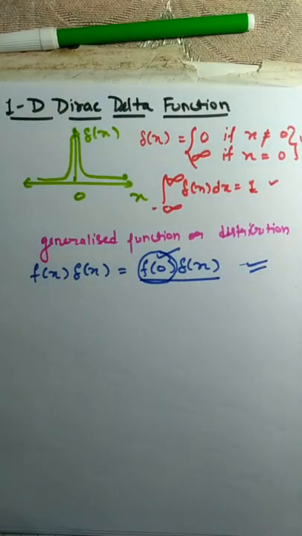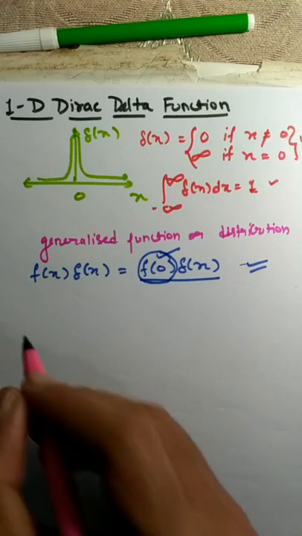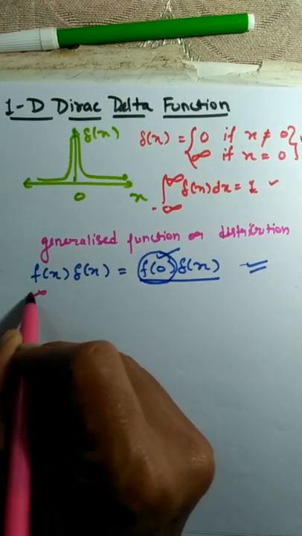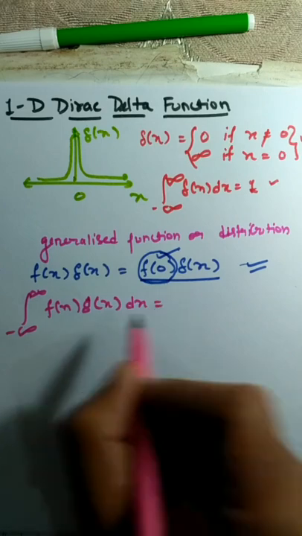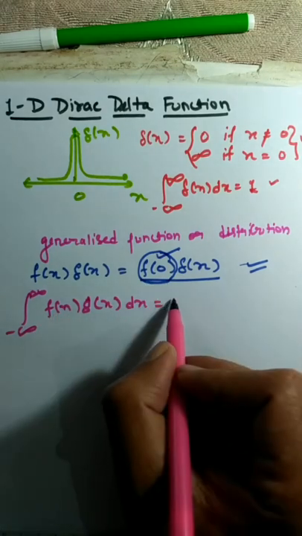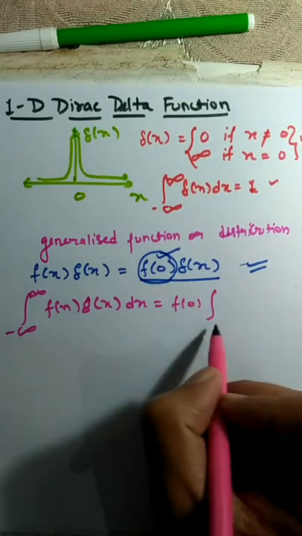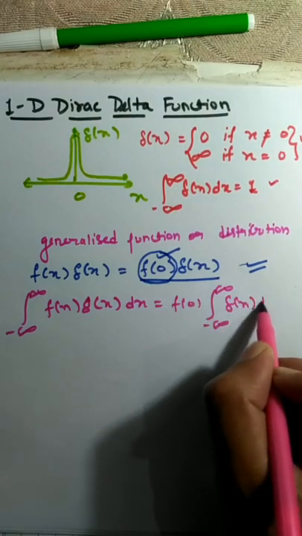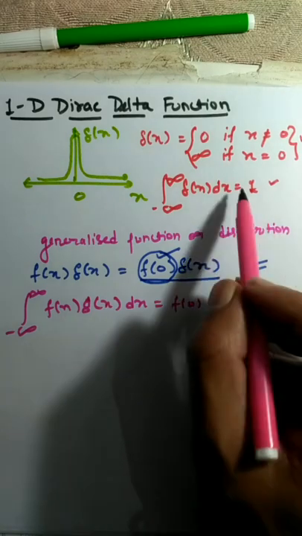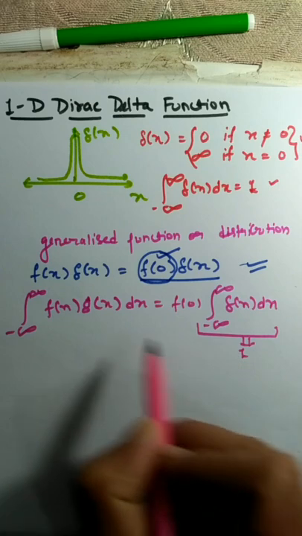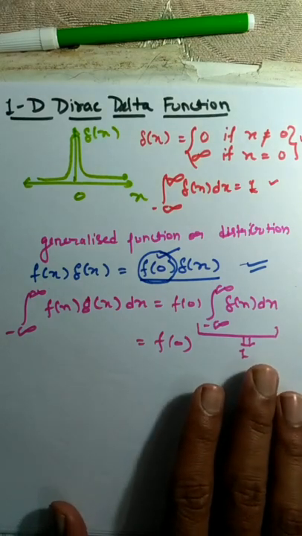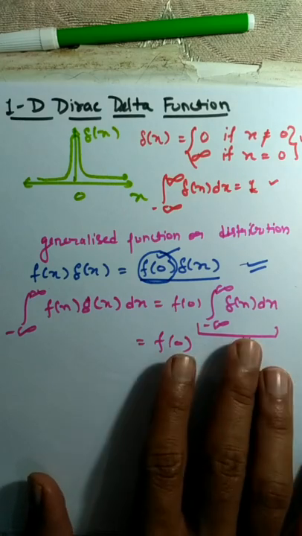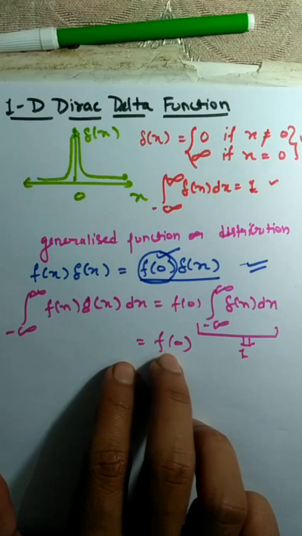This is a very important property, and by using it, let's see what we can write. If we integrate this multiplication, we can write it as f of 0, take it outside the integral, and in the bracket we get del x dx, and from the first property we know that this is 1, so it will be f of 0. So it means that under an integral the delta function picks out the value of f of x at x is equal to 0.